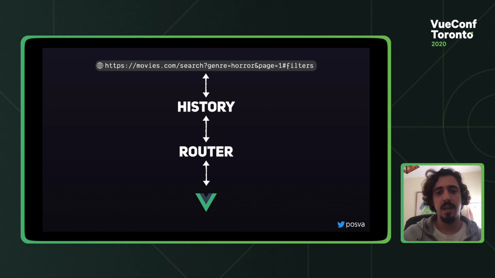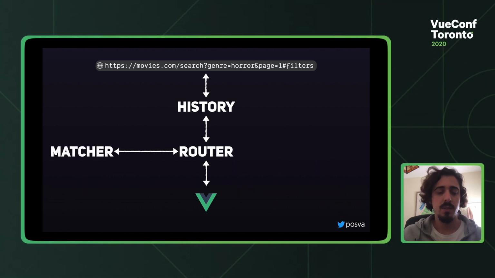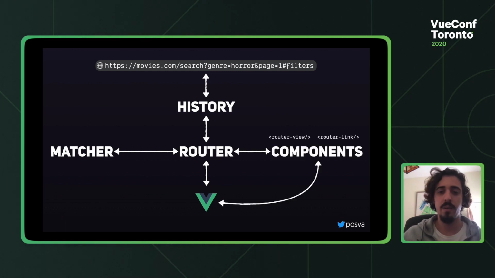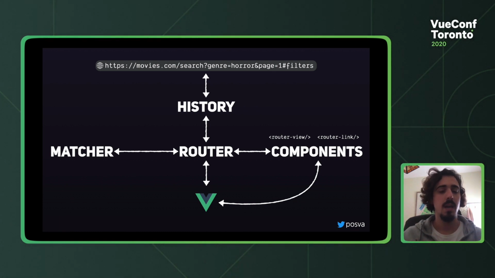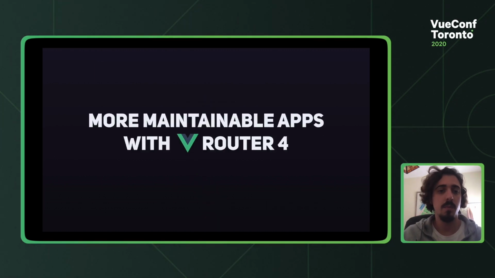So the router is that piece of software that is in between the URL, also uses JavaScript history API, and connects it to your Vue application. On the side, inside you also have things like the matcher, and you have components like router link and router view, and they are all connected to your Vue applications. Today, I don't really want to talk about the inside of the router because I've done that in another talk, but I will cover a few things that will help you understand better how the router works and overall give you a better approach on how to keep and build more maintainable applications with Vue Router 4.